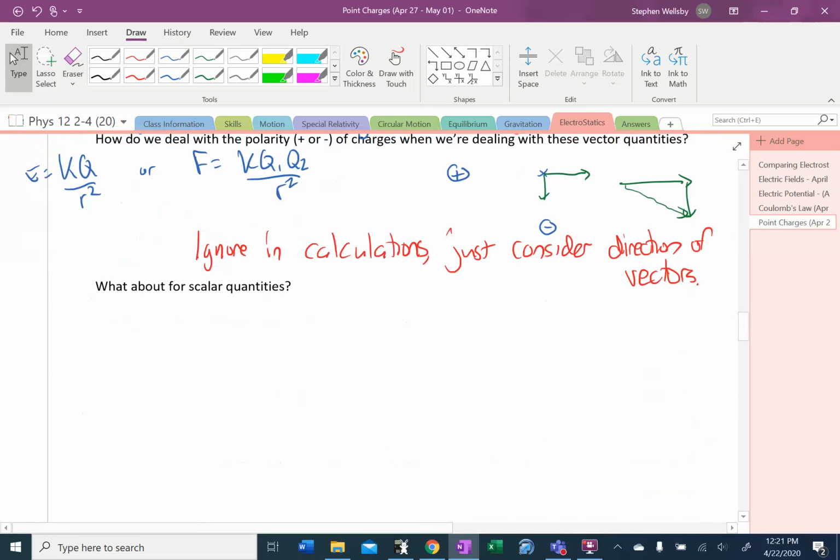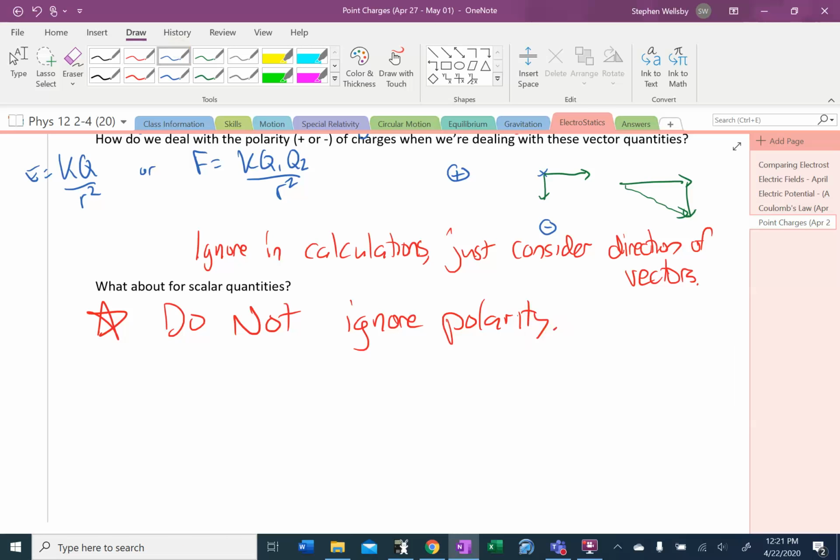So what about for scalar quantities? Well, for scalar quantities, what I'm going to tell you is do not ignore polarity. So let's look at a simple example first. Let's say I've got a positive charge. We know that around a positive charge, we have a positive potential.